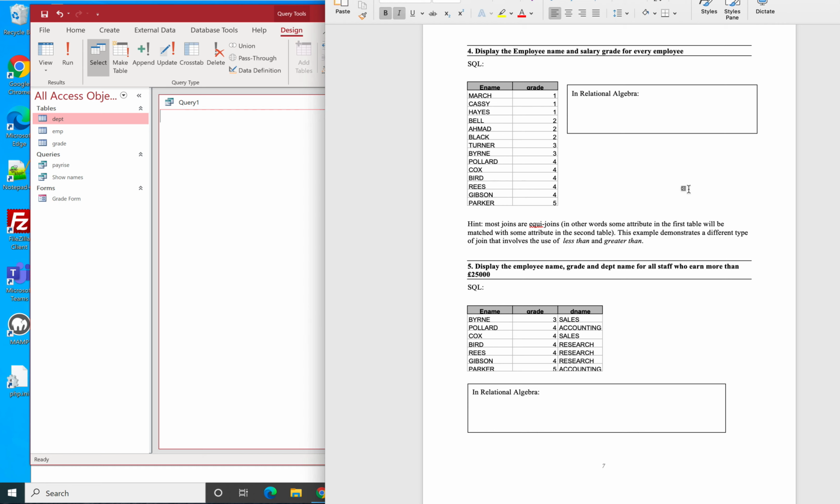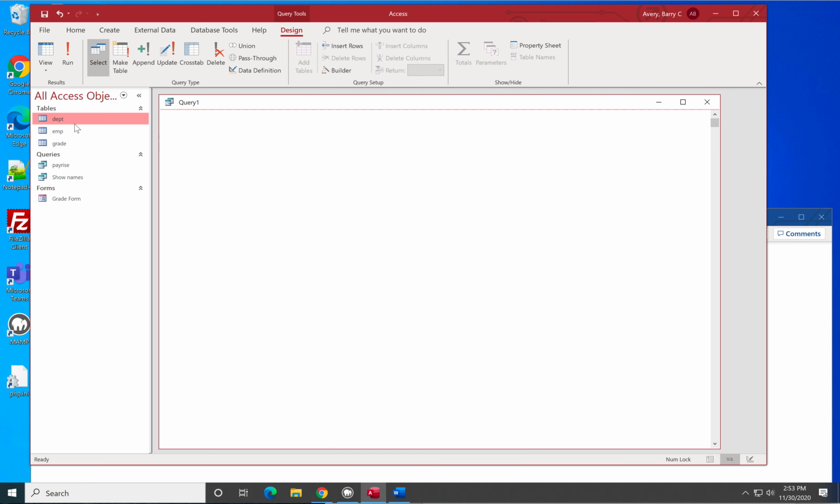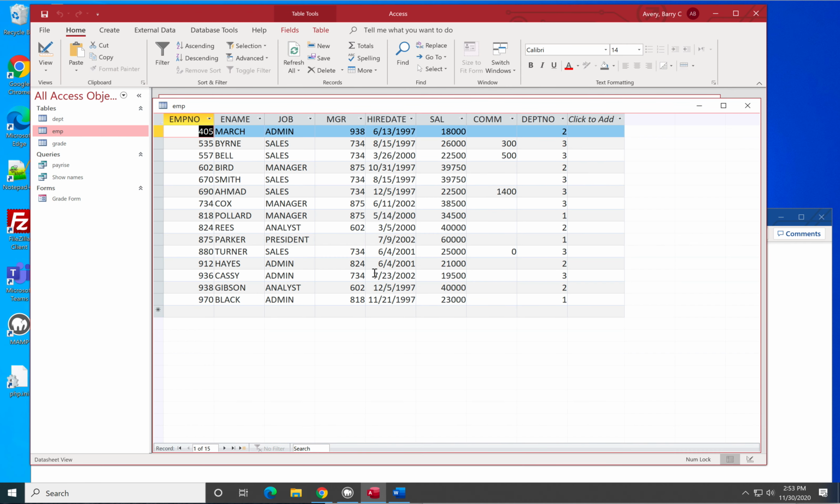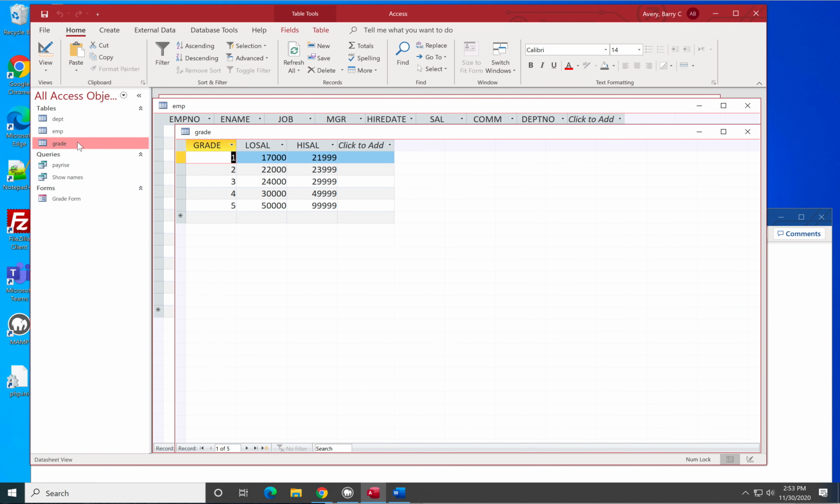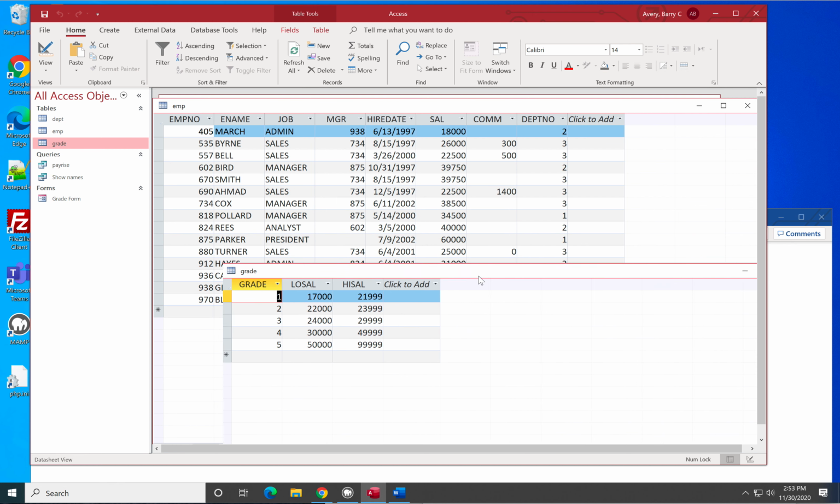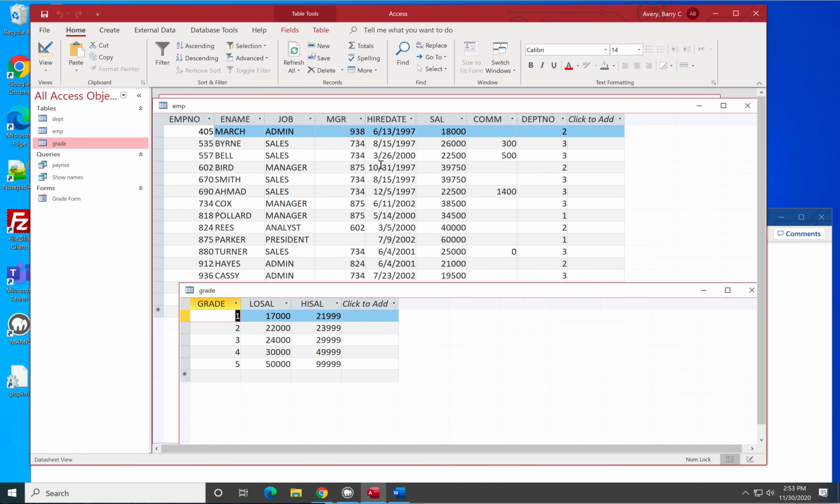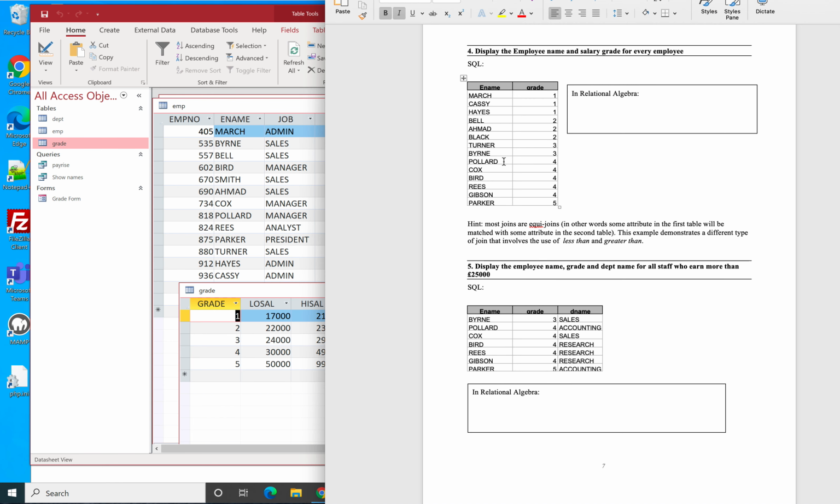Exercise 4. Now it says display the employee name and the salary grade for every employee. So we've got a table which has got information about people who work in the company, and we have this grade table. So we're going to need to use both these tables. Now it says we want names of people and the grade they actually are on.